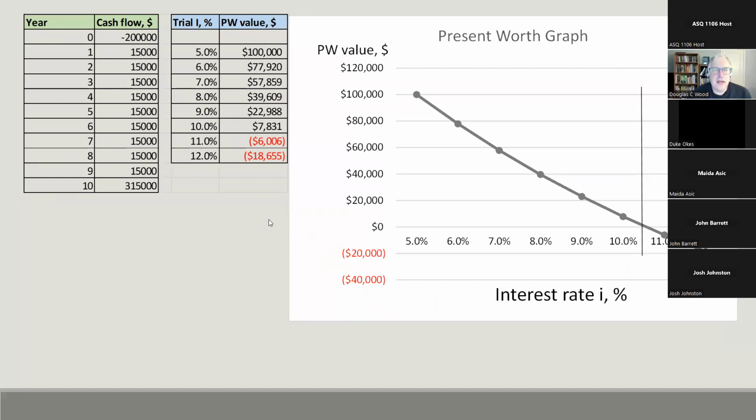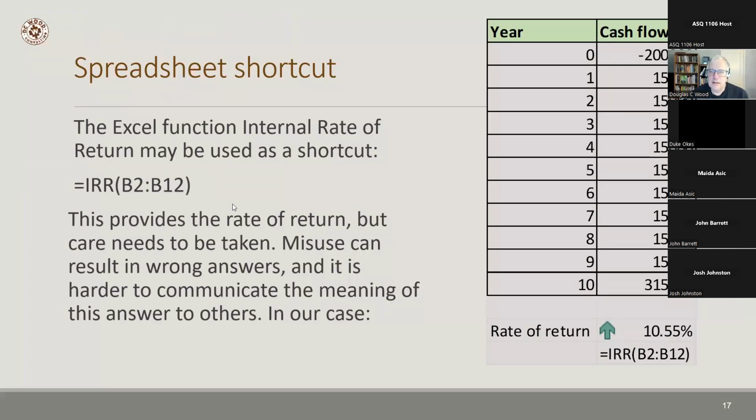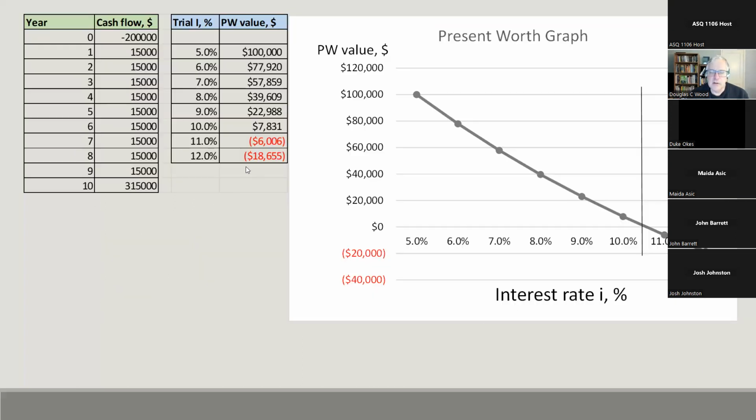Here we have trial interest rates, okay? You see we've got our cash flow table, just duplicated from the last slide. And we have a trial interest rate, or percent, 5, 6, 7, 8, 9, just a bunch of numbers, what we think is going to bracket this whole thing. And then the PW value, that is coming from the NPV formula in Excel that we talked about. And then you can plot those present worth values against the various interest rates you might see.